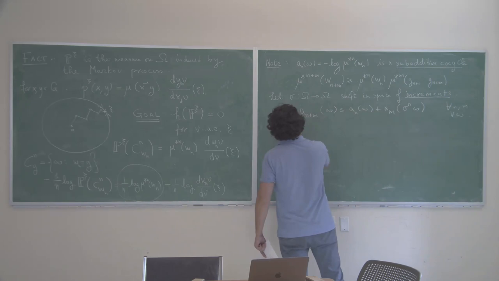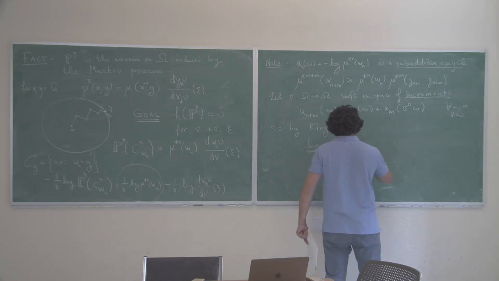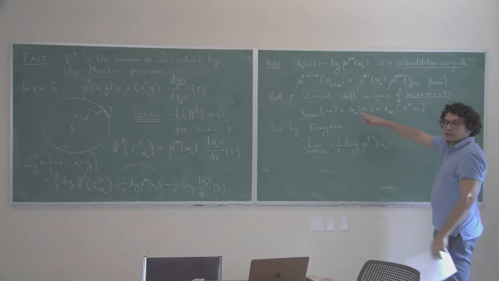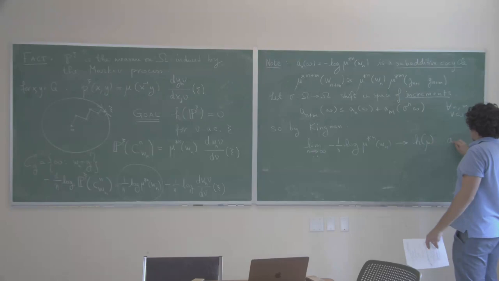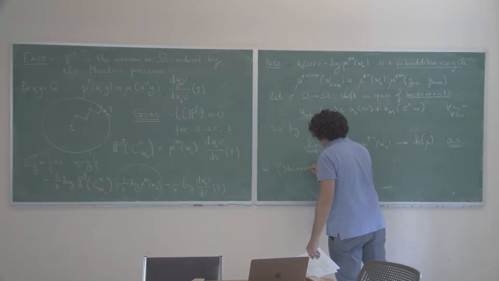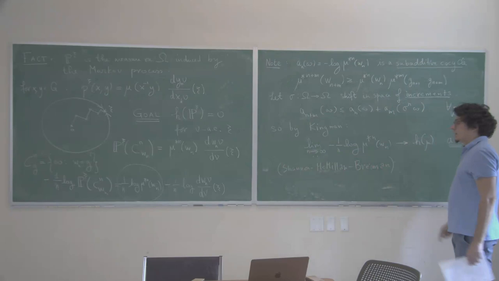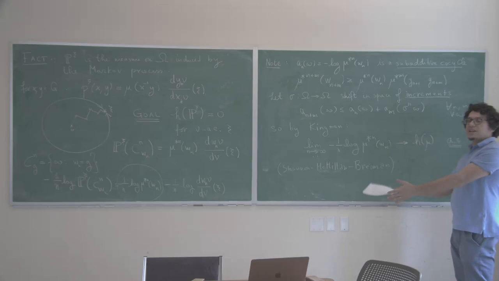So by Kingman, the limit as n goes to infinity of minus 1 over n log mu star n of W n exists because it's finite entropy, so that's the integrability condition. And yeah, this sort of convergence, it has to converge to the integral of it, which by definition is h of it. And by the way, this property in general is called the Shannon-McMillan-Breiman theorem for dynamical systems, because it says that the measure of a cylinder set of length n decays exponentially fast, almost surely, and with the rate h.